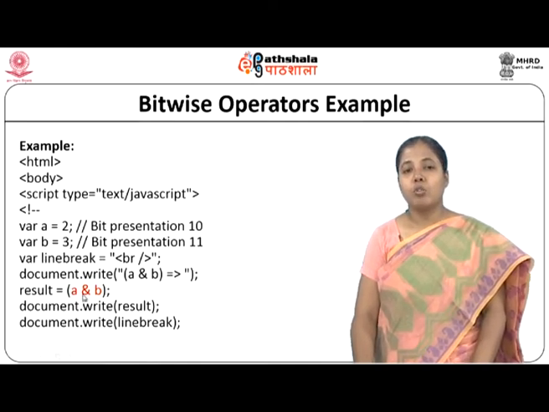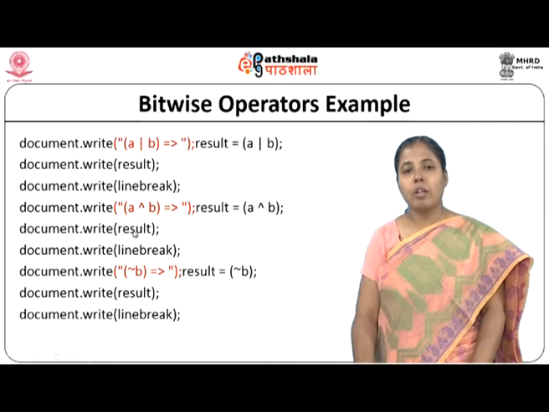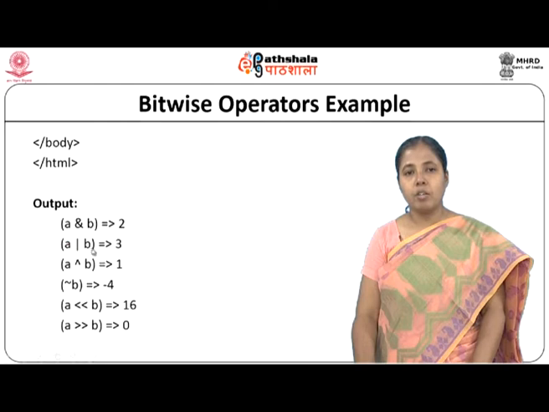So, now you are trying to check A and B. This is a single AND symbol, which means that it is a bitwise AND. So, it takes the bit representation of A and B and gives the result. Similarly, we are checking the bitwise OR, the exclusive OR, the complement symbol, and the shift operators, and now you can see that A and B becomes 2.